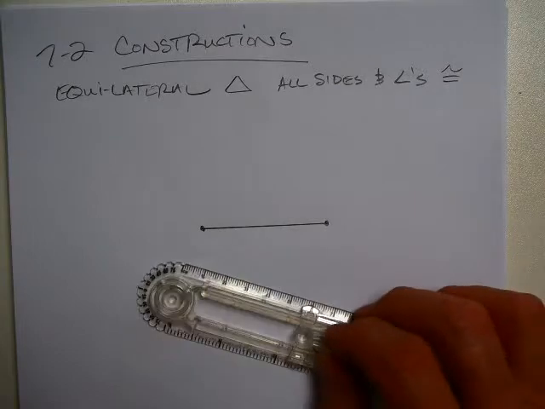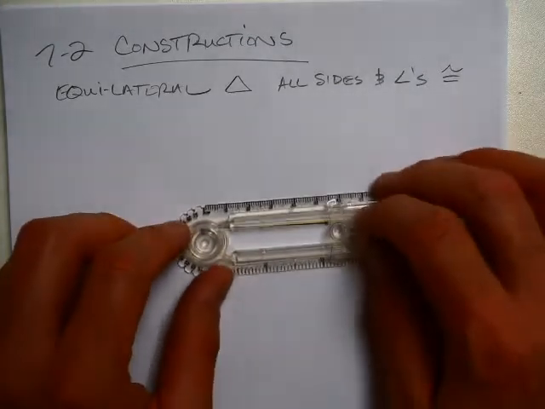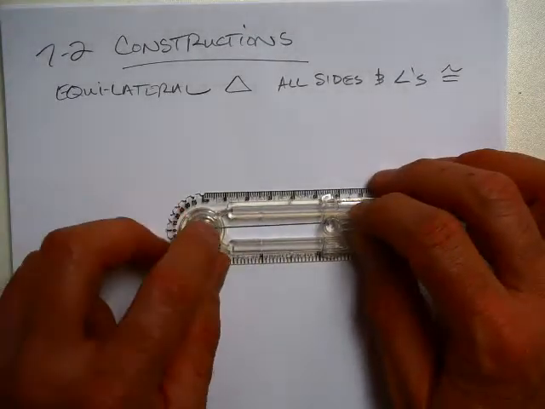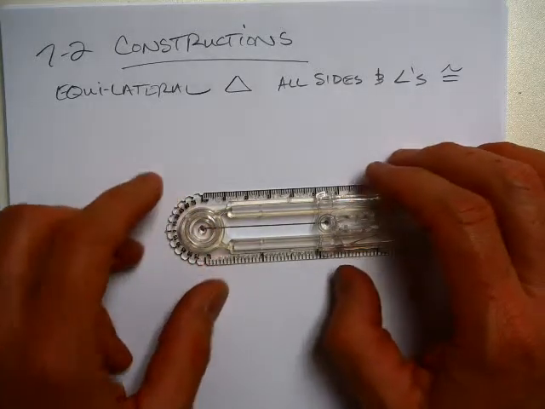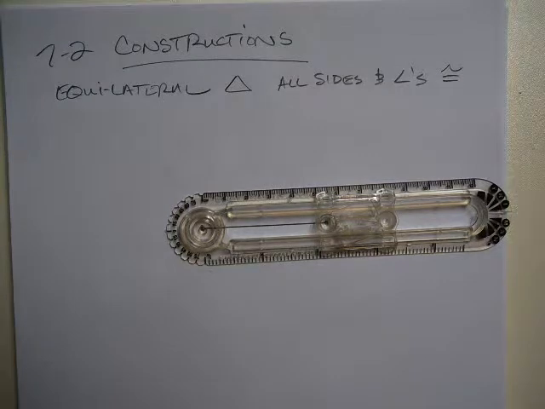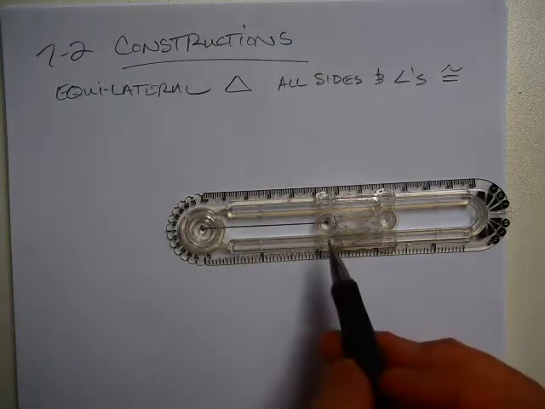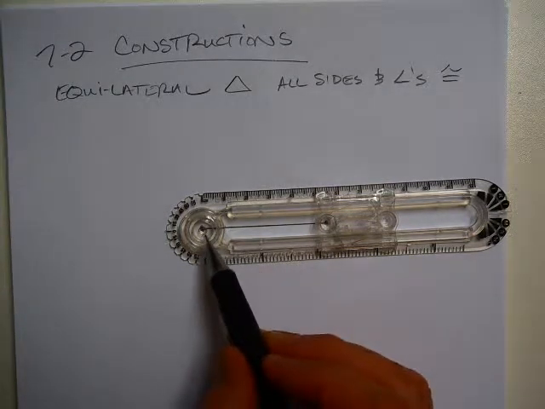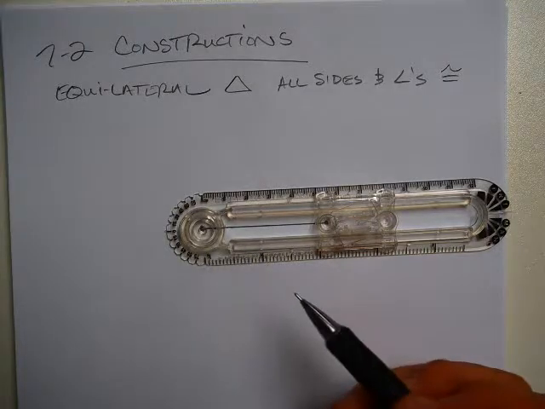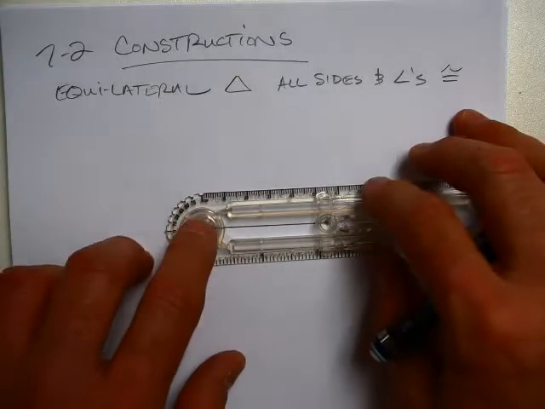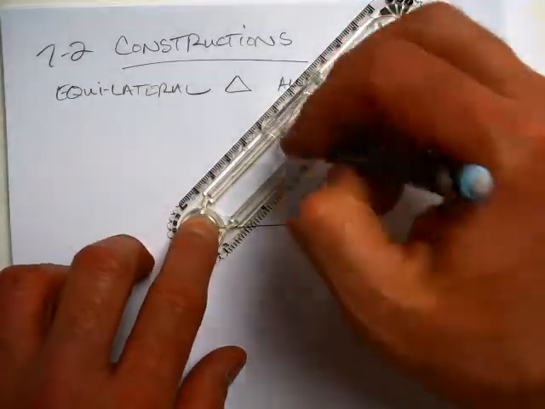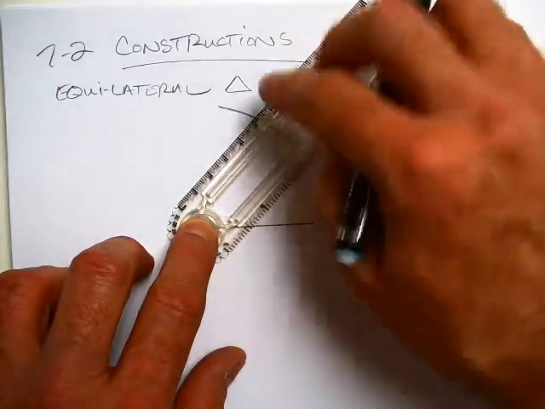And now I want to measure it, but I don't measure it in inches or centimeters. I measure it with the tool, right? So I get my pencil hole lined up and my bullseye lined up. So this measures the length of the side, and all we have to do now is I'm going to strike an arc out here in space above my line.